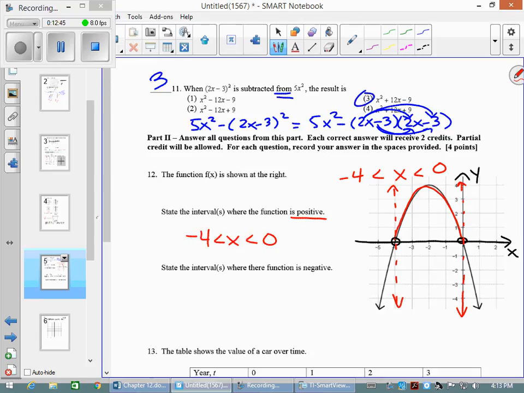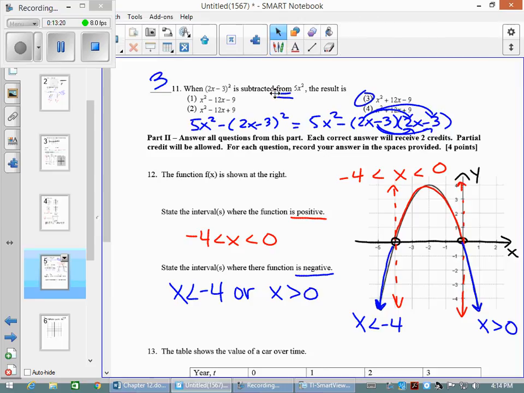Now if I want to take a look at where it is negative, I can think about this piece. This is negative, it's below the x-axis, and this piece is where my function is negative. And where that is happening, on the left of x equaling negative 4, that would be where x is less than negative 4, and over here would be where x is greater than 0. So since it's happening in two places, I would say the intervals where it is negative would be x is less than negative 4 or where x is greater than 0.